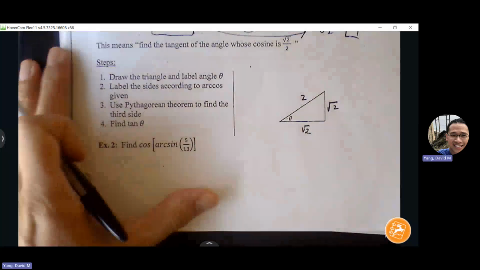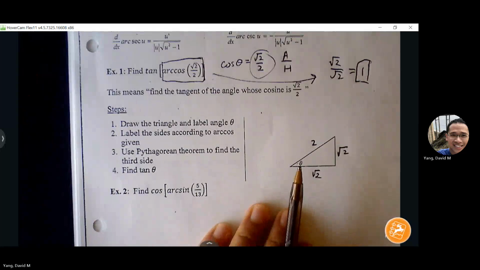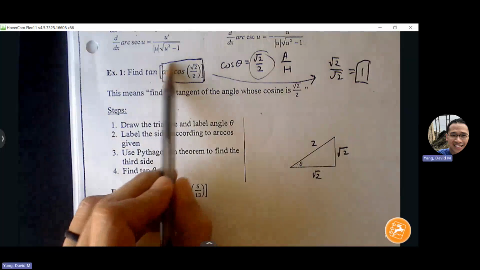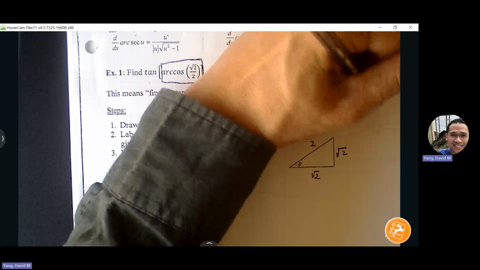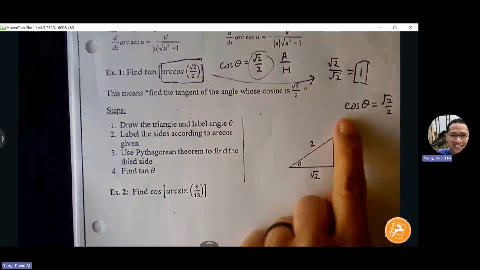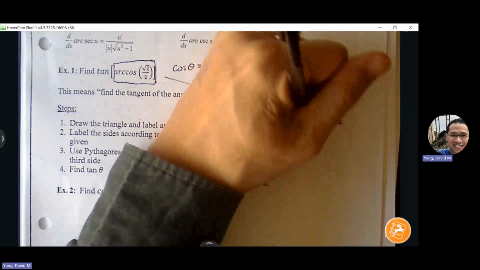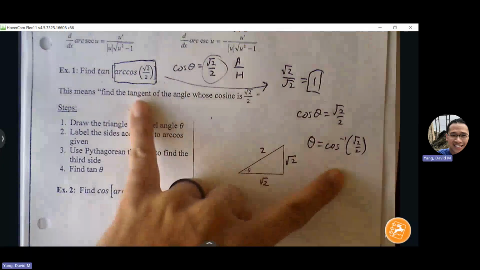Okay, let's see if we can try another example here. Right. So cosine of theta is equal to √2/2. This is what this is saying. If I solve for theta, then I can do inverse, right? So theta is equal to inverse cosine of √2/2. And again, inverse cosine means our cosine.